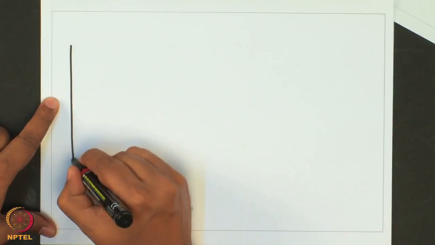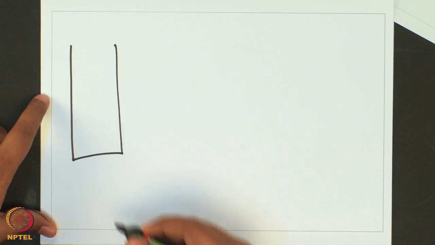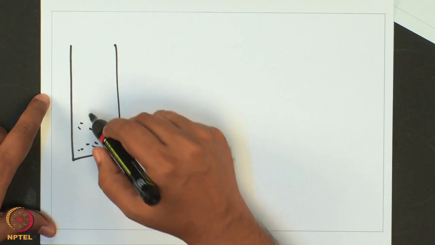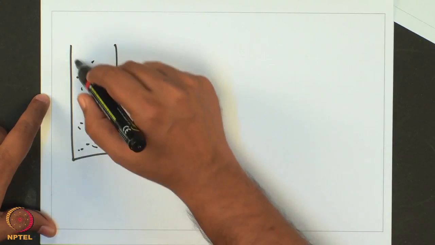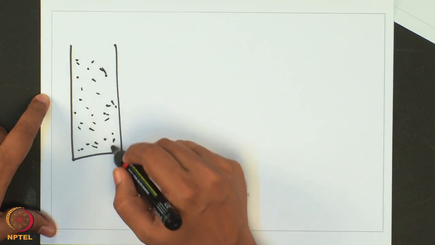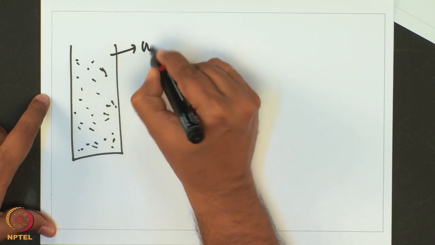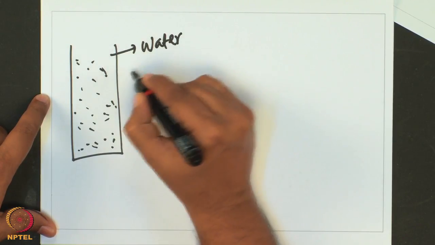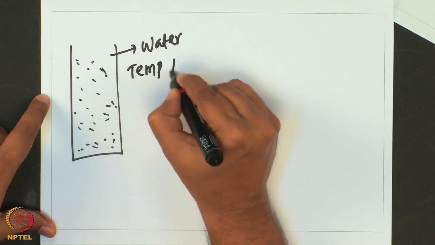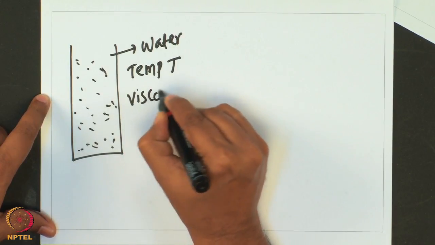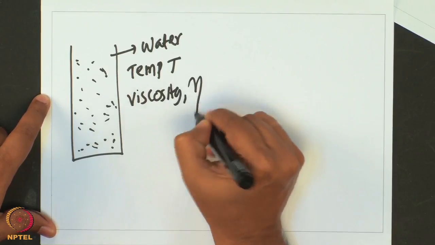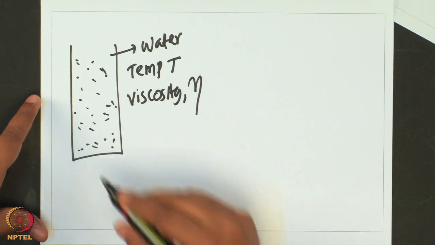So, let us think about this. For that, let us consider the following case where we have a container. It's like a test tube, in which of course there is water everywhere. There is water at 300 Kelvin, or at room temperature, or at some temperature T. And of course water has a viscosity, eta is the viscosity.